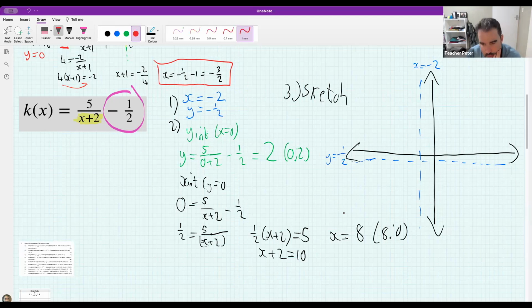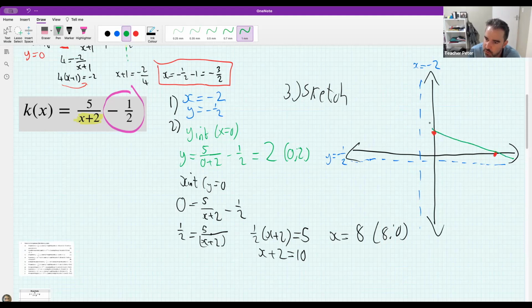Okay, now where is (8, 0)? I guess 8 would be down here. And then where's the y-intercept? It's 2, which is here. Which kind of shows you that this has to be in this quadrant, right? Because it wouldn't be able to do this otherwise.